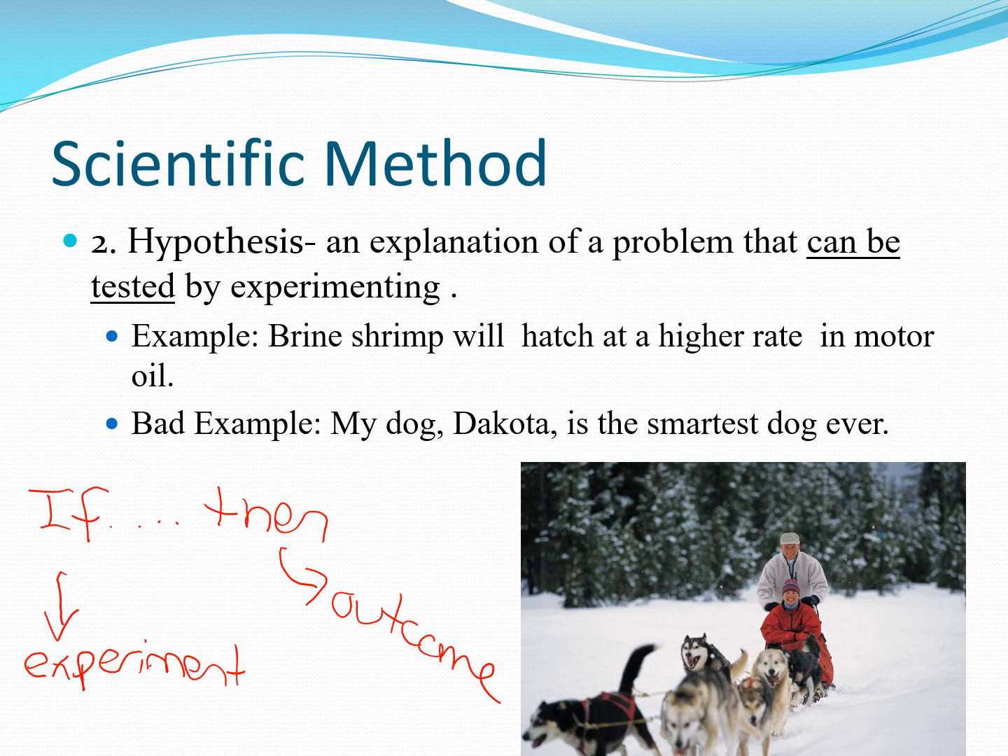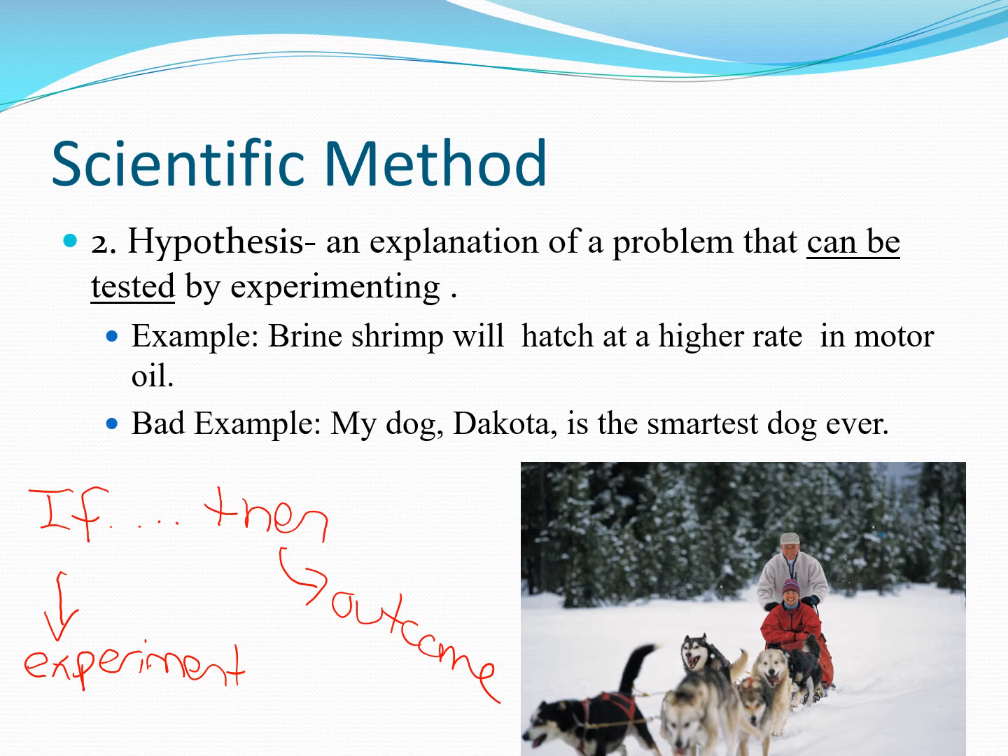So a classic example: if I put my foot on the brake, then the car will stop. "If I put my foot on the brake" tells the reader, this is what my experiment is going to be. "Then the car will stop" tells my reader what I think the outcome is going to be.